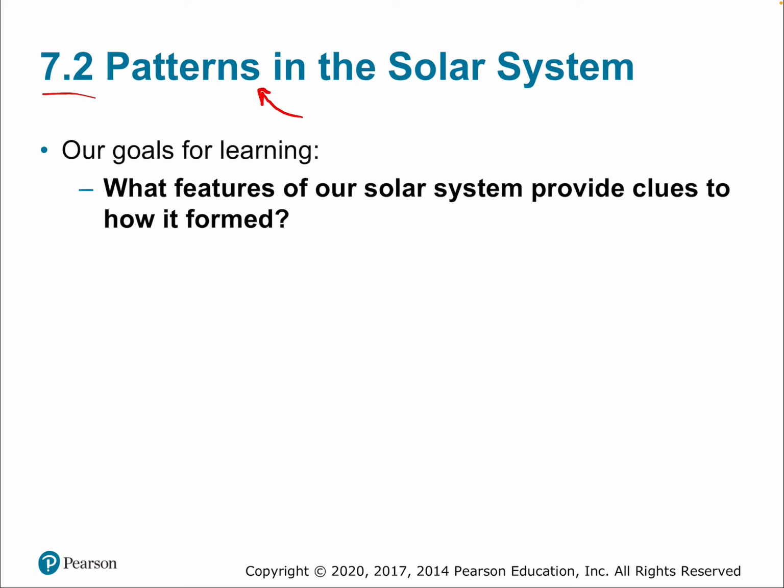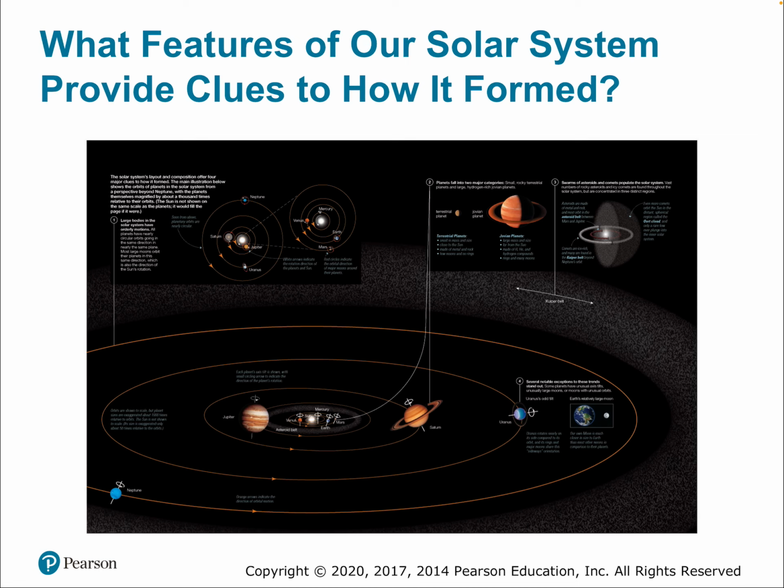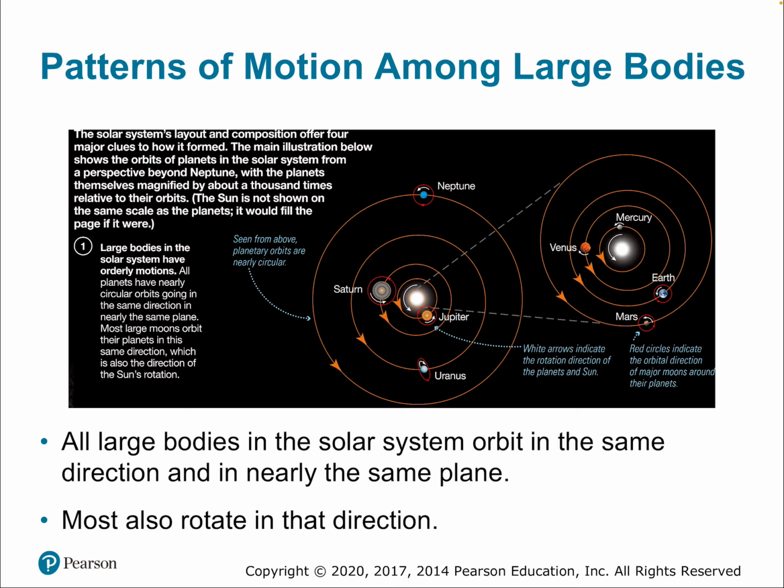We have one question we're really going to answer in this section, and that is, what features of our solar system provide clues to how it formed? Okay, so we've seen this figure. Again, I would highly recommend watching the first video. This shows a ton of information about the solar system: all the orbits and relative distances and sizes on different scales, and distributions of comets and asteroids. So, what's going on? How do we decipher so much information about the solar system?